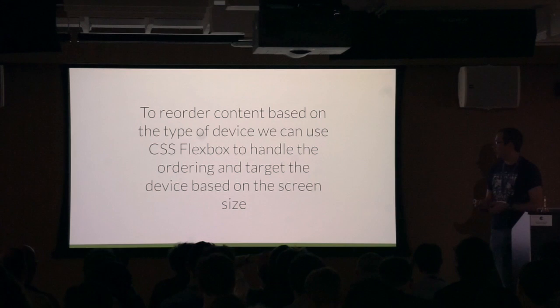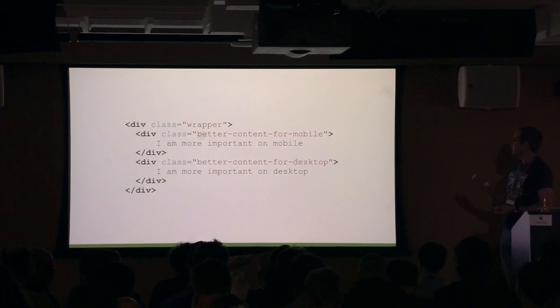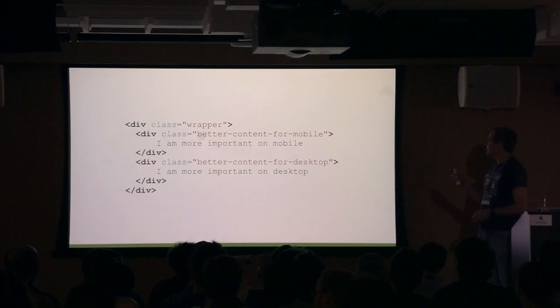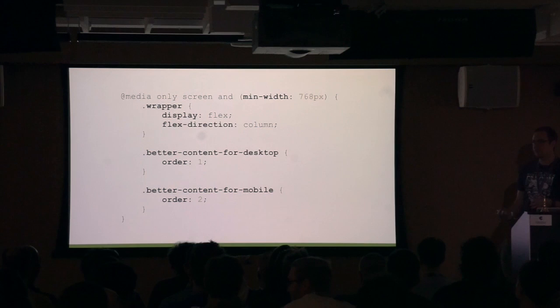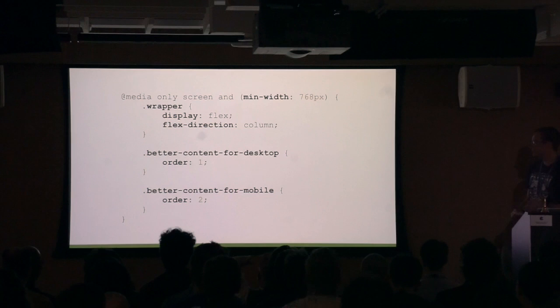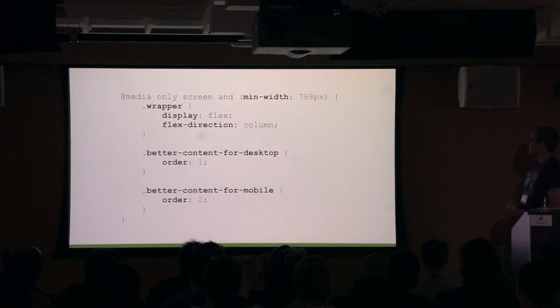So if you look at this code, you've got a wrapper on the outside and two elements inside. Because we're building mobile first, we write the mobile content first, and then the desktop content. Then using a media query, we can reorder that content. So on the right, we set the direction to column, because the content is stacked upon one another. Then we need to set the order, so we set the order to position one for the desktop content, and two for the mobile content.